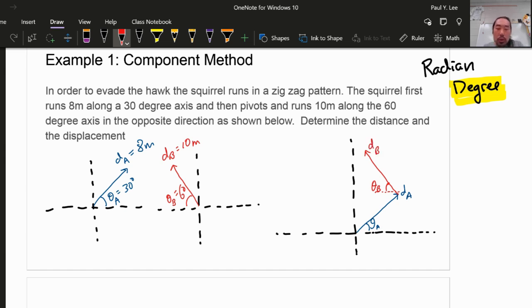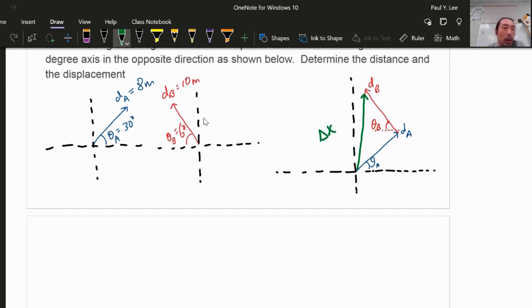Okay, so we have our two vectors. That's the tip-to-tail method, and the resultant vector would look like this. So remember, this resultant vector, this is your displacement. Okay, now the question says determine the distance and the displacement. So the distance is pretty easy to find because remember, all you have to do for distance is add up the actual length of travel. So let's do that math below.